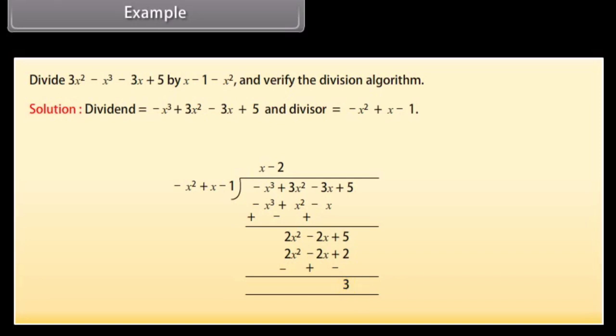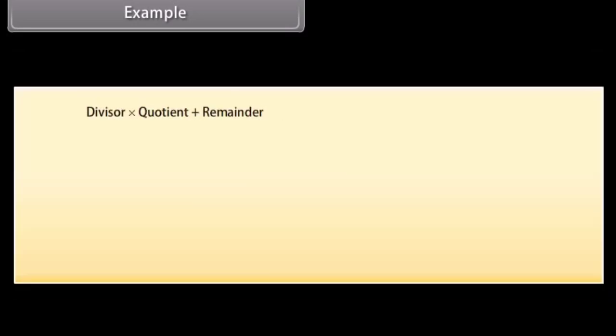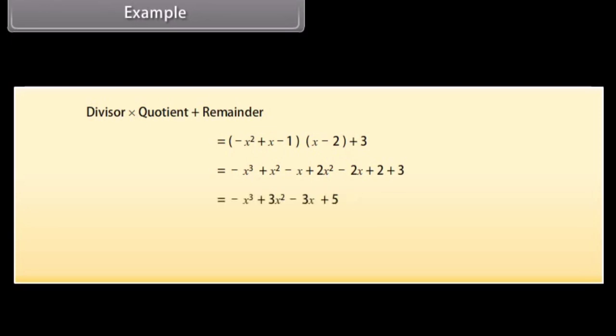Now to verify, let's see whether divisor times quotient plus remainder is equal to dividend or not. So, divisor times quotient plus remainder is equal to (minus x square plus x minus 1) times (x minus 2) plus 3, which equals minus x cube plus x square minus x plus 2x square minus 2x plus 2 plus 3, which equals minus x cube plus 3x square minus 3x plus 5, which is equal to dividend. Hence, verified.